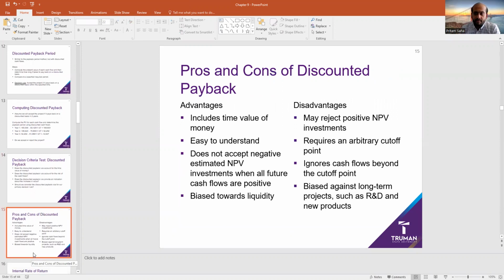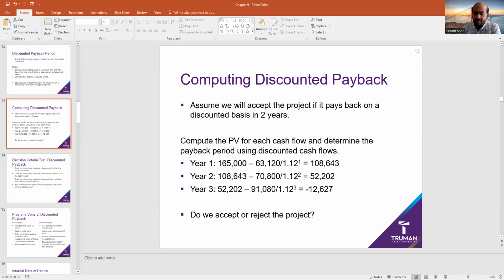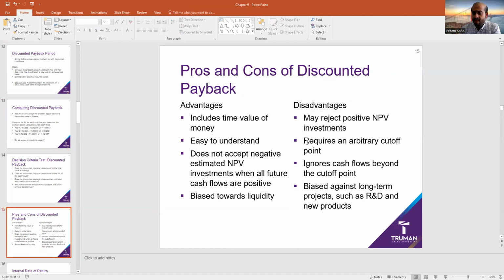So the good thing about discounted payback is it considers the time value of money. Easy to understand. Similarly, it biases for liquidity. The bad thing: even if it considers the time value of money concept, it doesn't compare and doesn't give you the value. So sometimes it may reject positive NPV projects, because from the last example, we said that we need the money within 2 years and rejected this project. However, the NPV criteria was telling us this is a positive NPV project. So we're rejecting it. That's the problem. So that's the disadvantage.